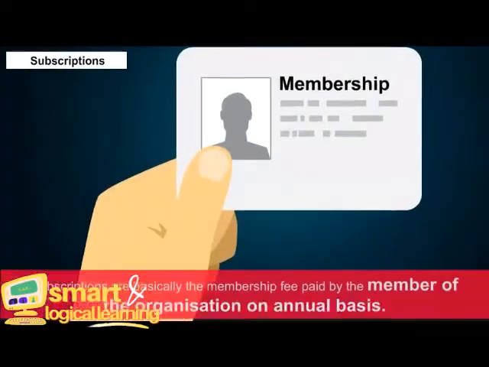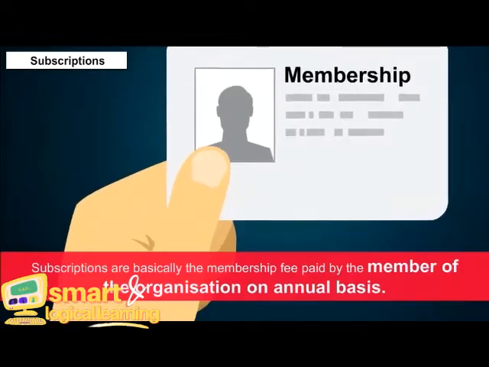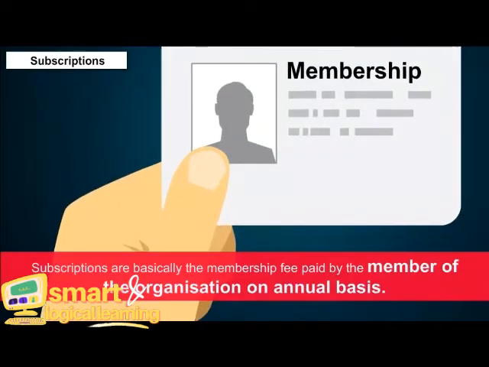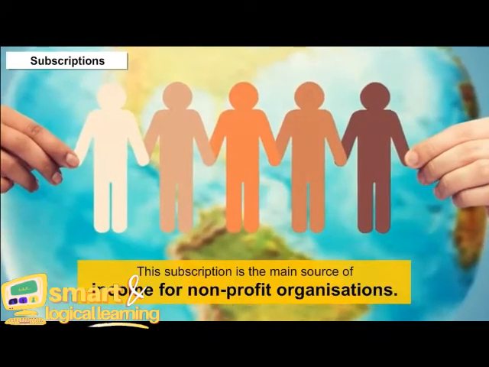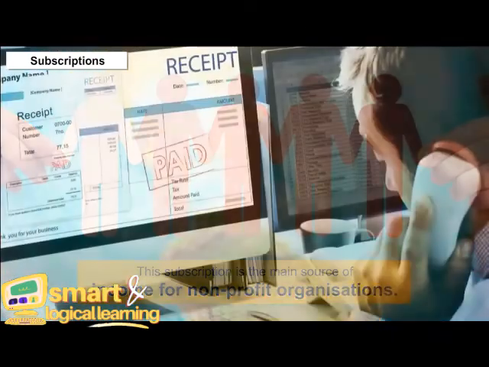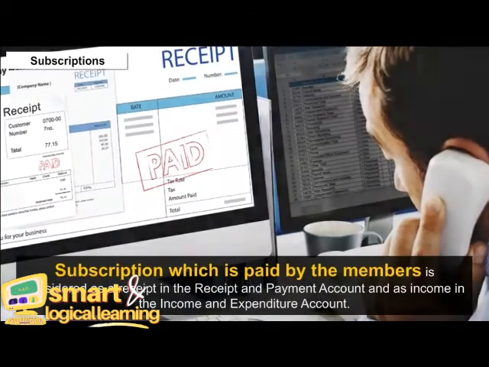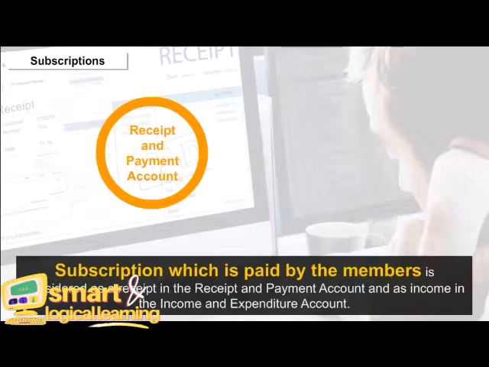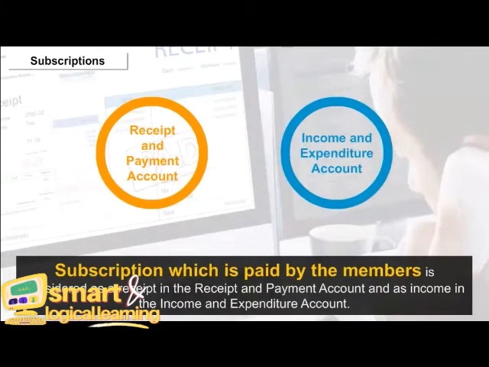Subscriptions. Subscriptions are basically the membership fee paid by the member of the organization on annual basis. This subscription is the main source of income for non-profit organizations. Subscription, which is paid by the members, is considered as a receipt in the receipt and payment account and as income in the income and expenditure account.